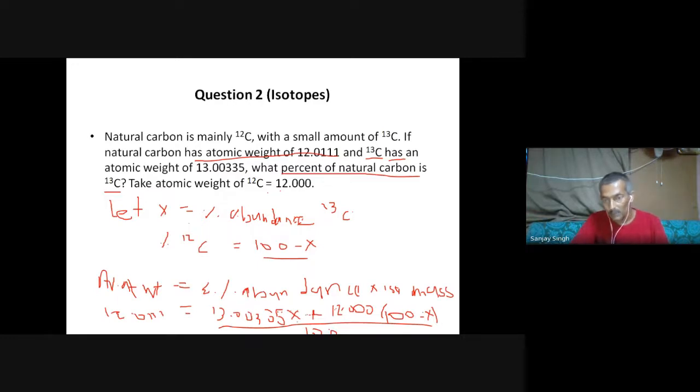So firstly, what are you going to do? You're going to multiply by 100 on both sides. So you cancel the 100 over here, and you multiply 12.011 with 100 on this side, and then you try to solve for the X. Can everyone try that and find the value of the X? I'll give you 2 minutes. Quite a simple math problem. Everyone should be able to do this, right?